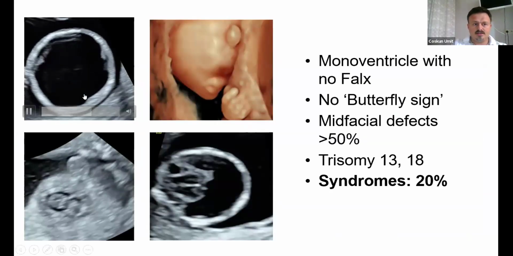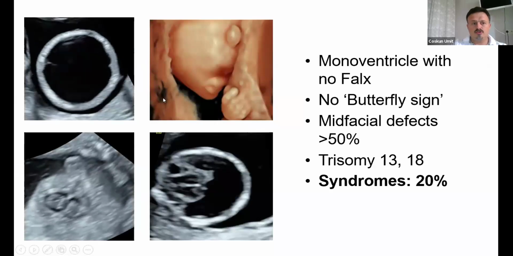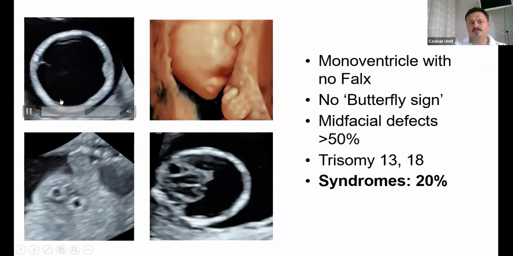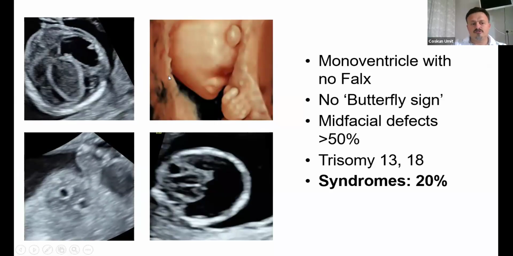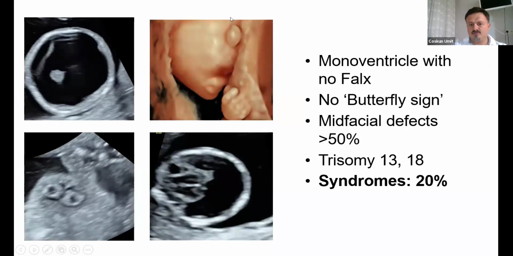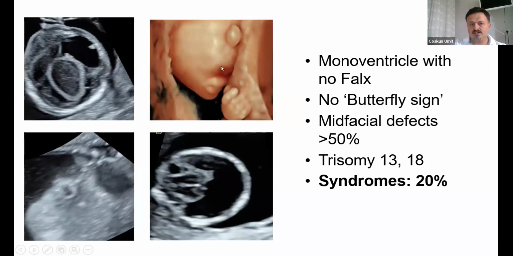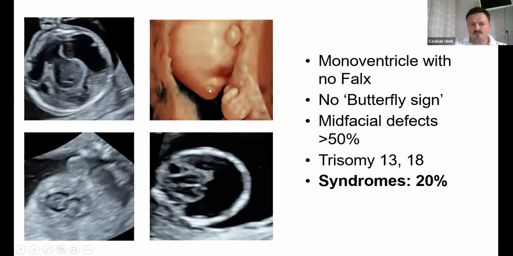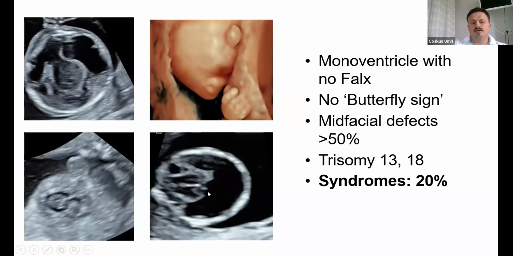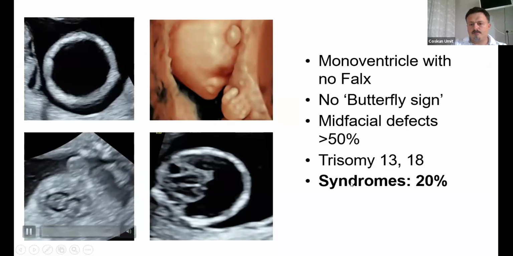Yes, this is an example of alobar holoprosencephaly, monoventricle with no falx, no butterfly sign, and also mid-facial defects. You can see here the proboscis, the single eye, trisomy 13, and syndromes also. And here is a microphthalmia and hypotelorism case. As you can see here, the orbits are touching each other. And here is a proboscis also.